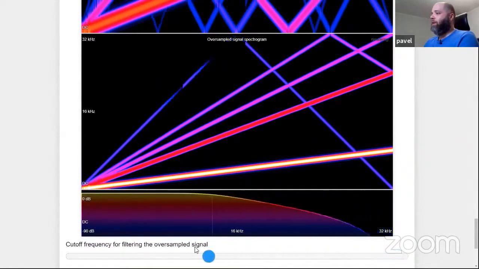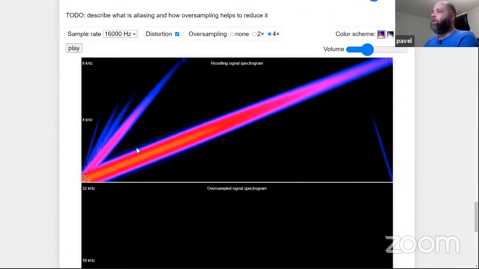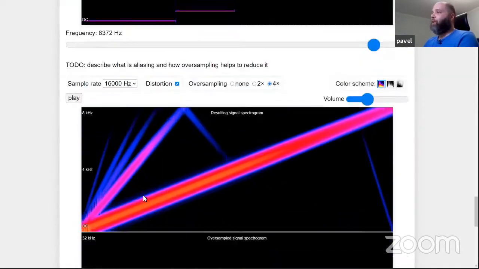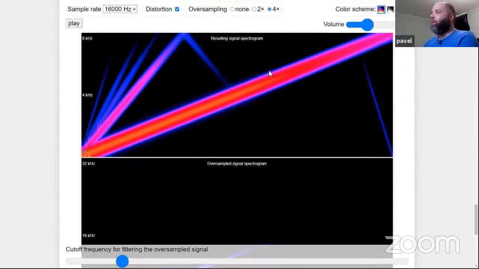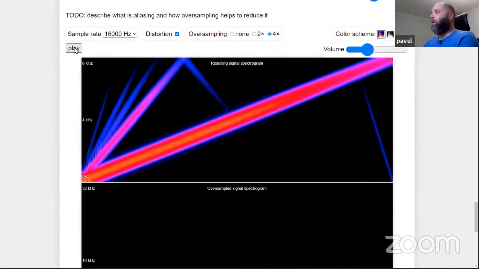Okay, we can again filter this, and now we can leave only the lowest quarter of the frequency contents. And what we get back is, I'd say, much better, because bouncing was reduced compared to 2x oversampling. I'll try to play it again. So yeah, we can hear it a bit, but I hope you get the idea.